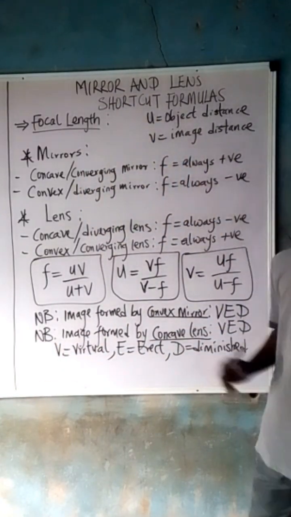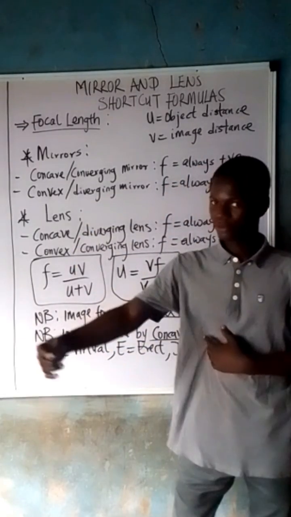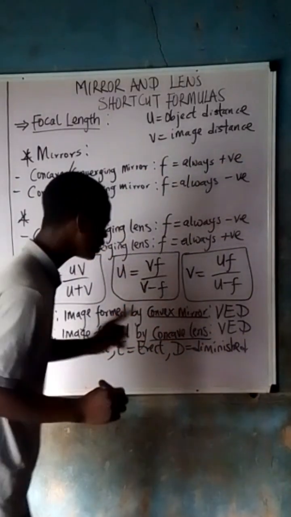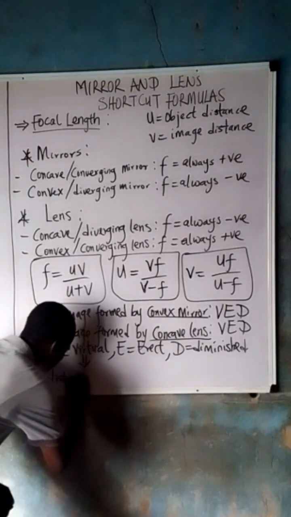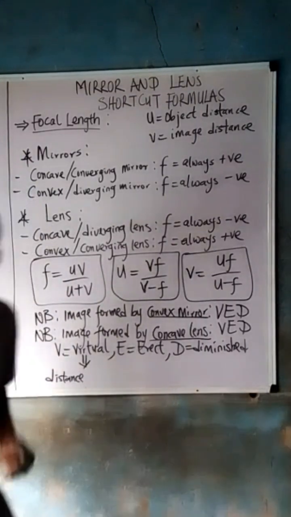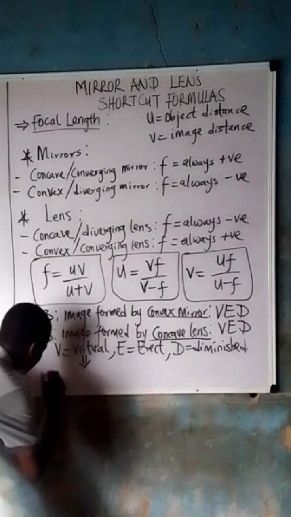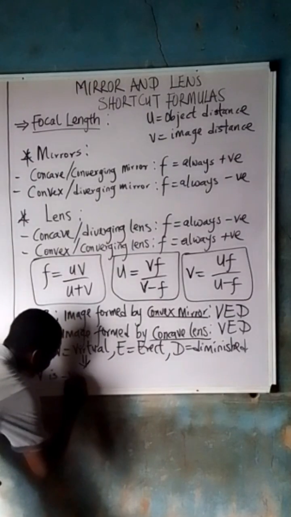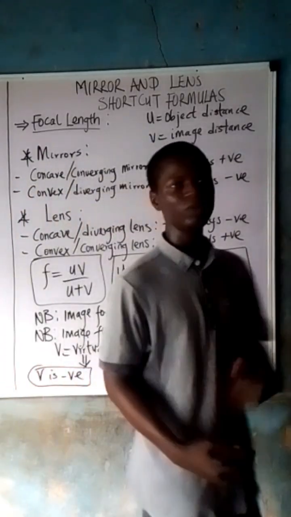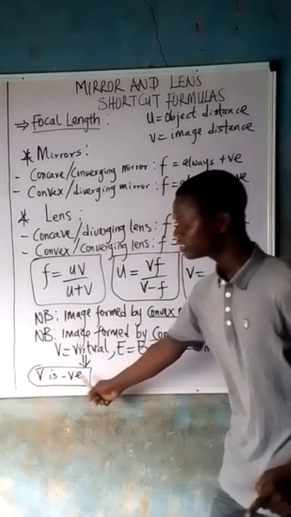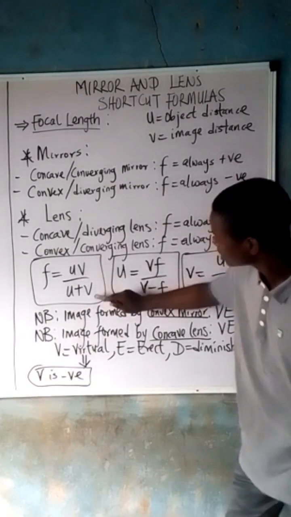When they tell you that, let's say, a virtual image is formed in front of a mirror or a lens, whenever you hear the word virtual image, for virtual image, the image distance, what is image distance? Image distance is simply V, right? V standing for image distance. V is negative for virtual image. So when they tell you a virtual image is formed 6 cm from the mirror, it's not just 6 cm but a minus 6 cm. So you use minus 6 for the V.